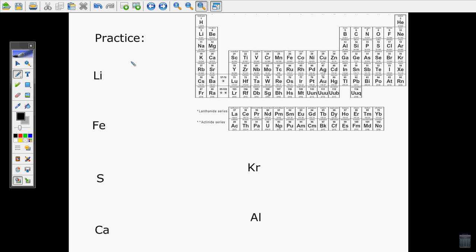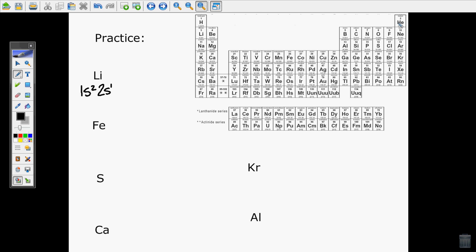So let's do some practice, and I think it will be clearer once we start practicing. So we're going to write the electron configuration for lithium. So I'm always going to start here at hydrogen. Hydrogen is 1s1, 1s2, so my first shell is full. Lithium's here at 2s1. If I was at beryllium, it'd be 2s2.